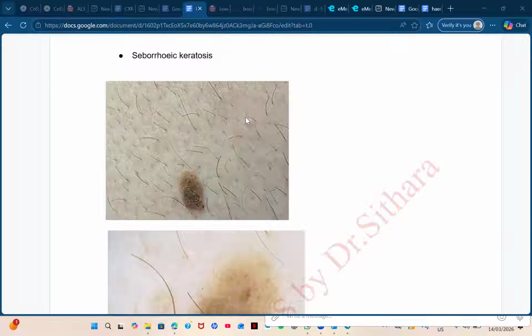Even I'm still laughing about that. Yes, benign waxy appearance. No, no, no. This is not melanoma, doctor.